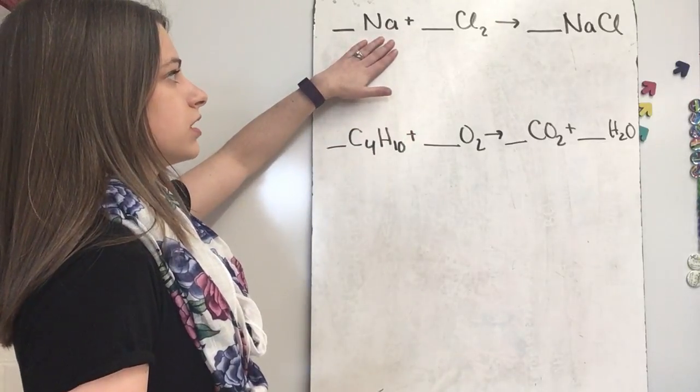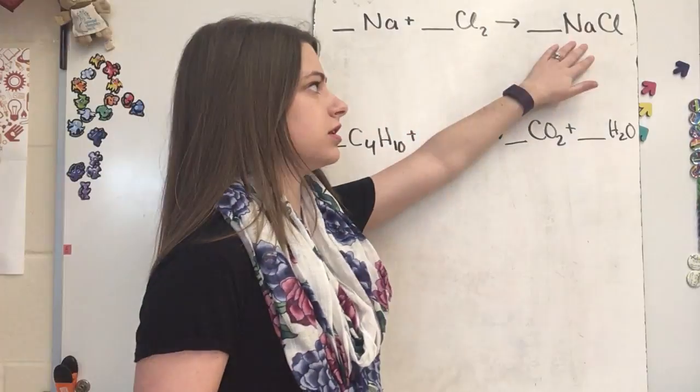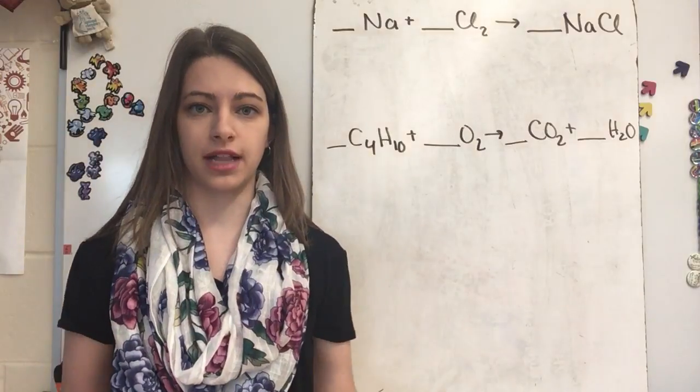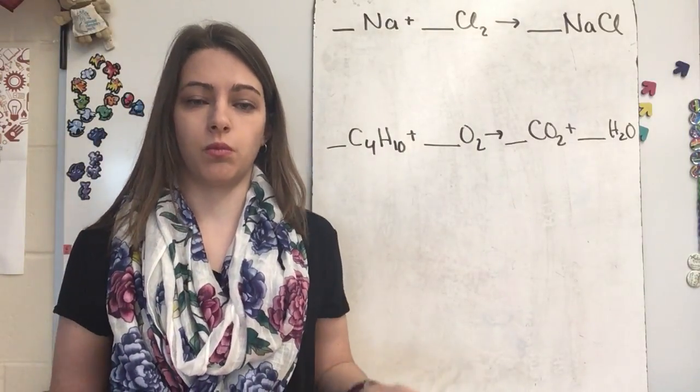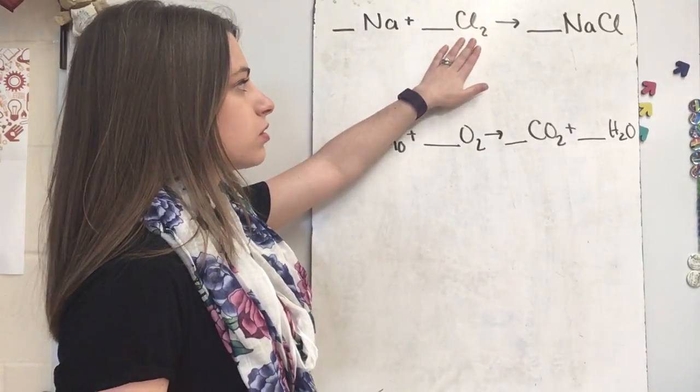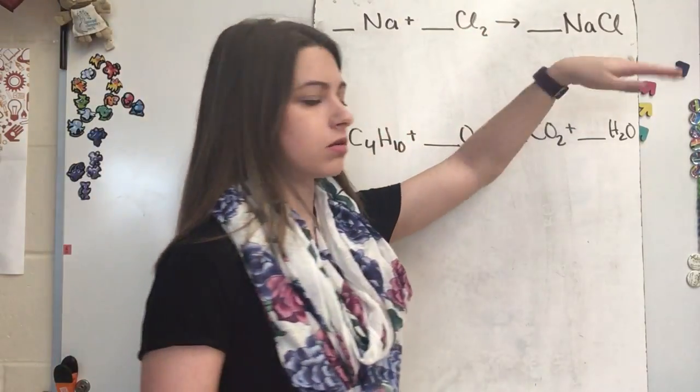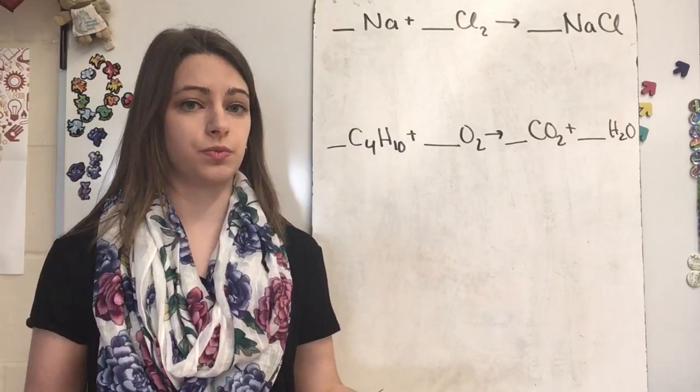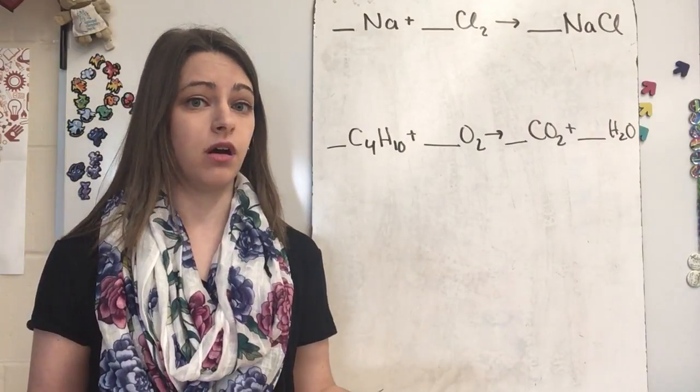So right now I have 1 sodium in my reactant and I have 1 sodium in my product. Are those balanced? Are they equal? Yeah, 1 equals 1. Okay, so let's move across. Let's look at my chlorines. I have 2 chlorines in my reactants and 1 chlorine in my products. Are those balanced? No, they're not.